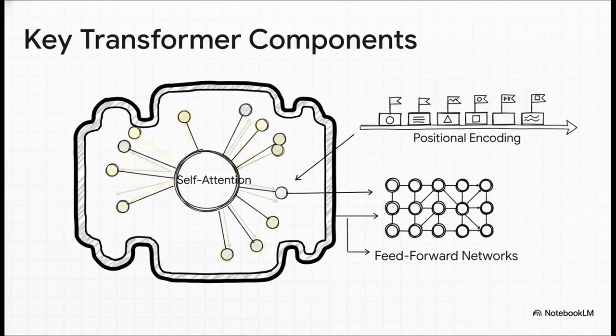Well, inside the transformer, there are 3 key parts working together. First, you've got self-attention. This is the star of the show. It lets the model figure out which words are most important to which other words. Then there's positional encoding. This is basically a numbering system, so even though it sees all the words at once, it still knows what order they came in. And finally, feed-forward networks help it think about all the relationships it just found.